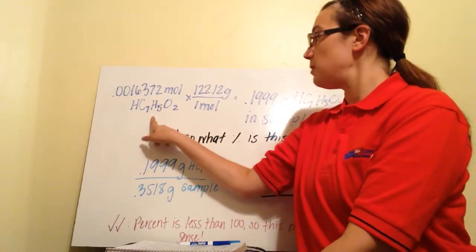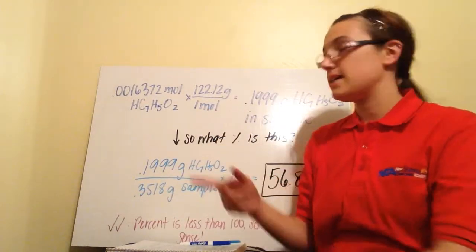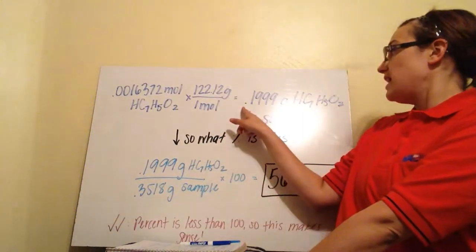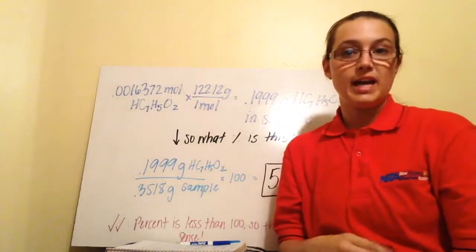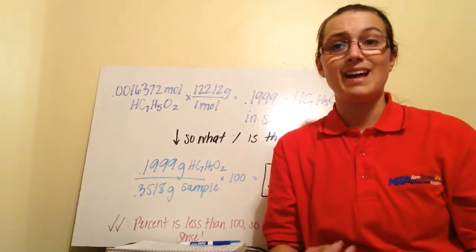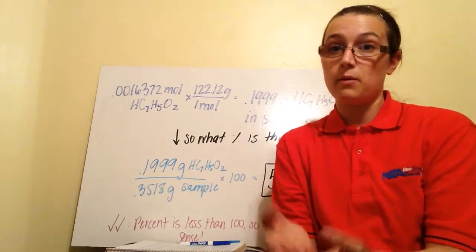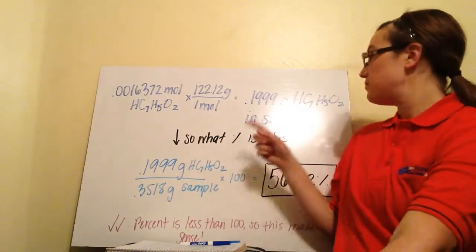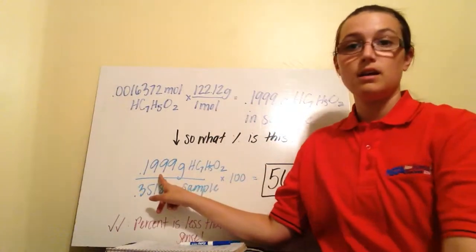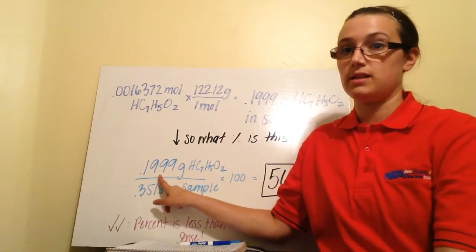So I have moles of benzoic acid. I need to get to grams, so I use the molar mass. Now, that gets me 0.1999 grams of benzoic acid in the sample. Okay, that's how much we neutralized. That's all of the benzoic acid that was in the sample. So, what percent is this then? Well, I'm going to take the mass of benzoic acid that was neutralized. That's all the benzoic acid that was in the sample.